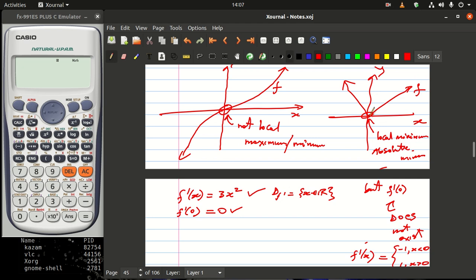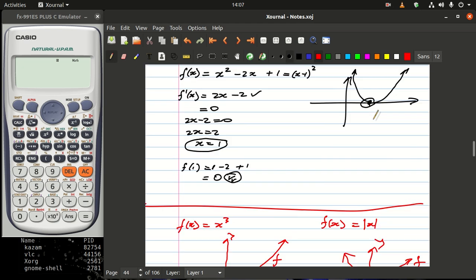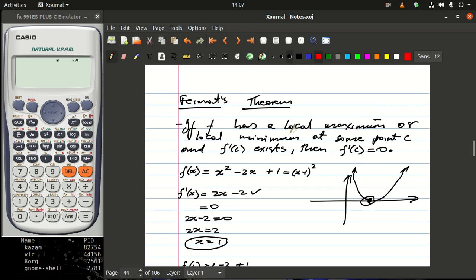So what this is saying is the function can end up not having a local maximum or local minimum, but the derivative exists. And secondly, the function can actually end up having a local minimum, but the derivative does not exist. So Fermat's theorem is specific: we want the function to have a local maximum or a local minimum, like this case here, and secondly, we want the derivative to exist everywhere.